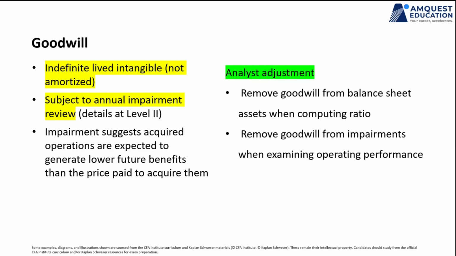Analyst adjustments remove goodwill from balance sheet assets when computing ratios, right? So balance goodwill should not be part of any ratios. Remove goodwill impairment when examining operating performance, because impairment, as I said, is a one-time expense. So you should eliminate it while understanding or analyzing company performance.